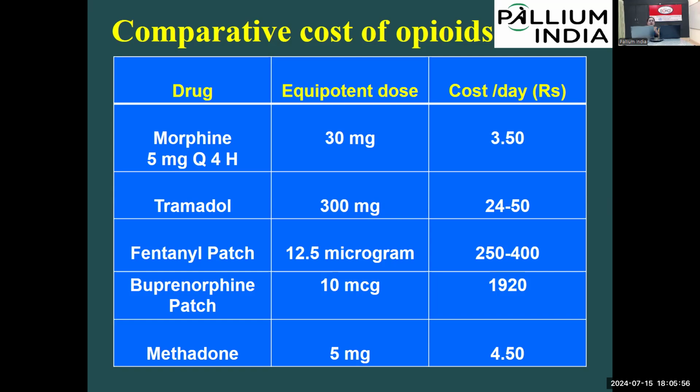And buprenorphine patch, 10 microgram, which is the equipotent dose, costs around 1920 rupees. And 5 milligram of methadone costs only 4.50. This is just to give you an idea. When you prescribe, please look into the socioeconomic status of the patient before giving the prescription, and make sure that we also play a vital role in ensuring compliance. If a patient is on stable pain relief and we try to convert to fentanyl patch, the patient might not be able to afford it. So just to give you an overview of the cost of opioids.